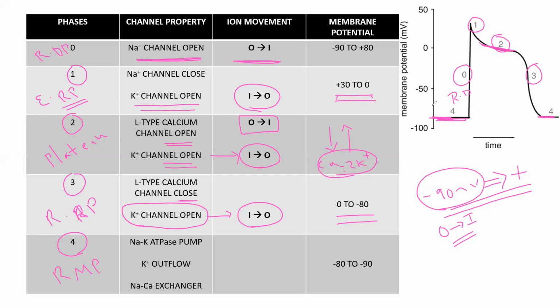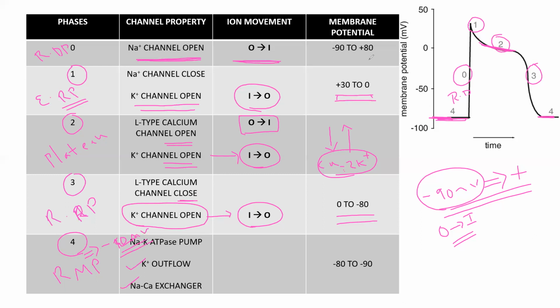So how is it maintained at -90? With the help of the sodium potassium ATPase pump, potassium outflow, and sodium calcium exchange. So this resting membrane potential maintains the cardiac myocyte action potential at -80 to -90 millivolts. This is a small brief note about the cardiac myocyte action potential.